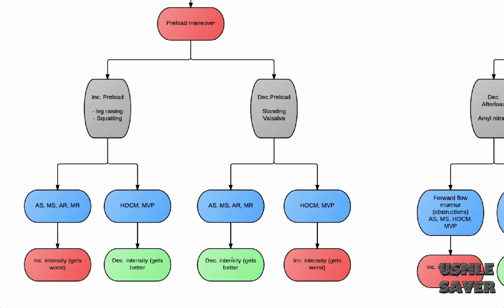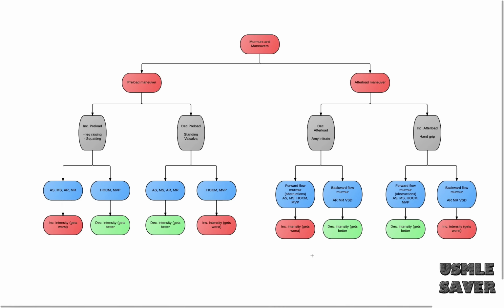And for the second group of murmurs, you get the opposite effect, which means decrease in preload causes increase in intensity, or they get worse. So this is all you need to know for preload maneuvers and murmurs. First, look at the maneuver and see how it affects preload, and then see what kind of murmur is given and you're good to go.